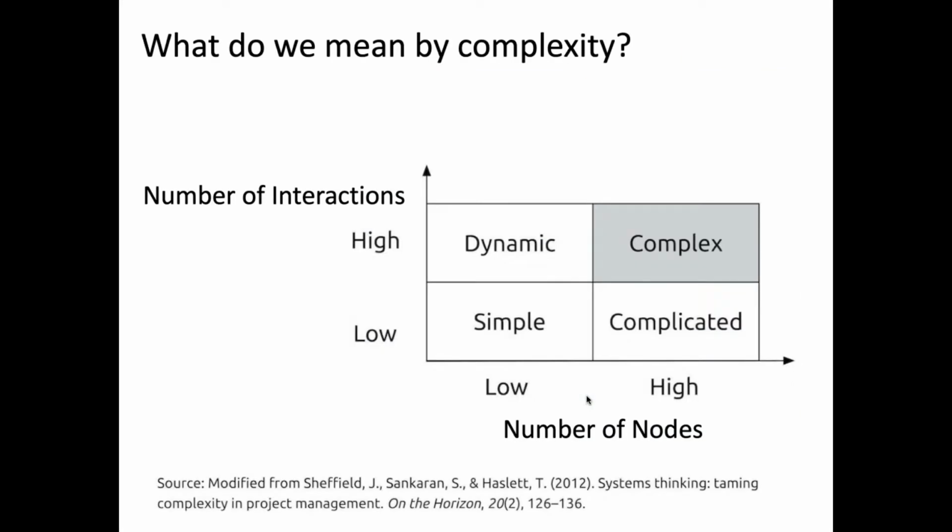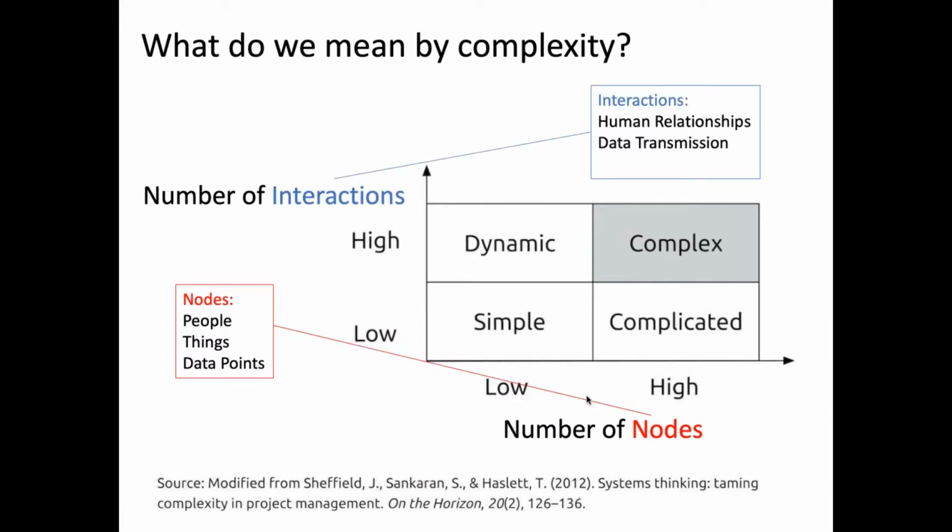So let's look at this notion of complexity. Well, what do we mean by complexity? Well, here's what I mean. You got a number of different nodes, if you will. And what do I mean by nodes? Well, people, things, data points, a lot of different things at a lot of different nodes interacting in a lot of different ways. So those could be human relationships, that could be data transmission. So complicated, you may have a lot of nodes, or a low number of nodes, but a high degree of interactions. But that complex is the sweet spot, and it gives a lot of us a lot of heartburn, where you have lots of different nodes interacting in a lot of different ways.